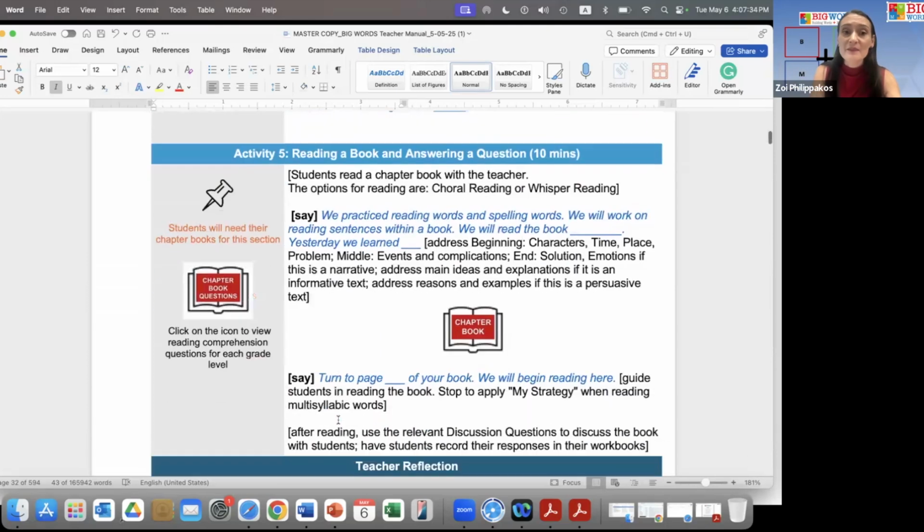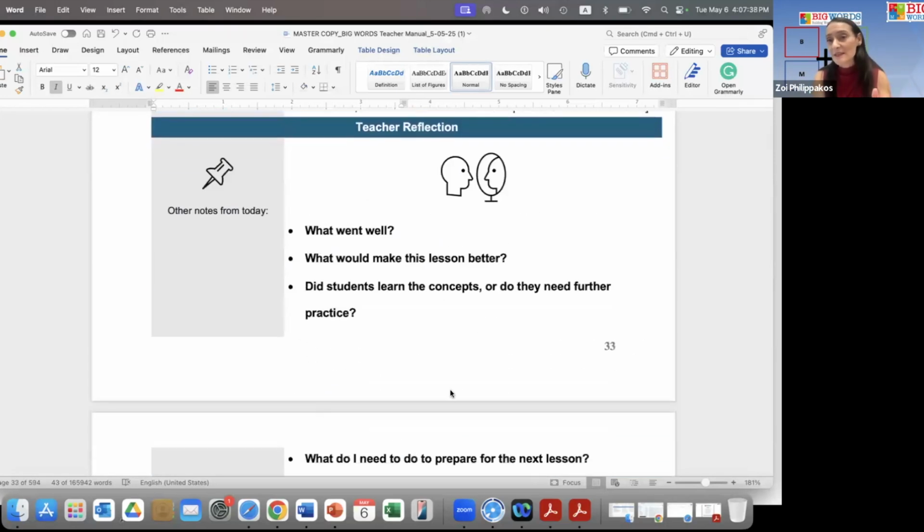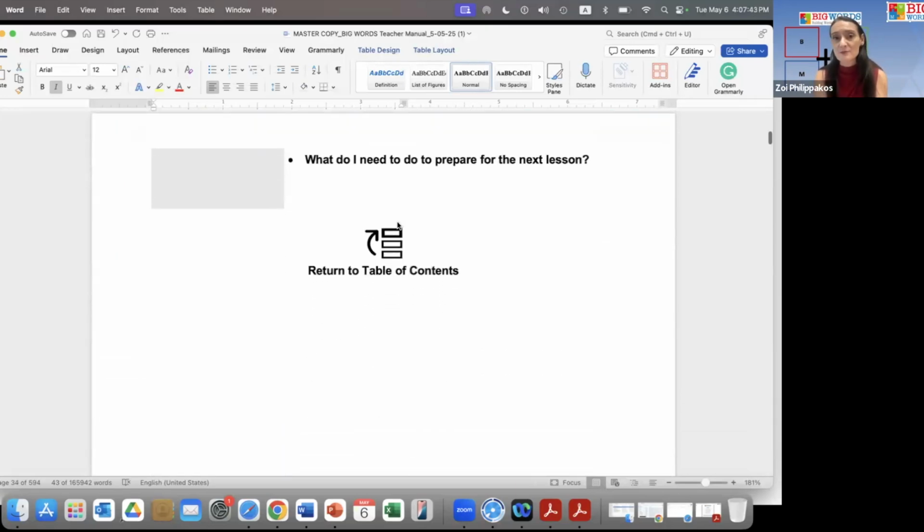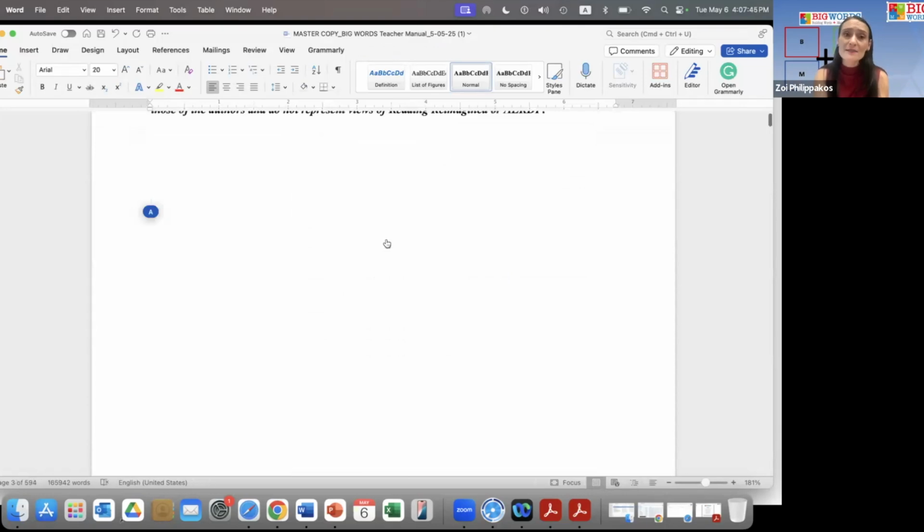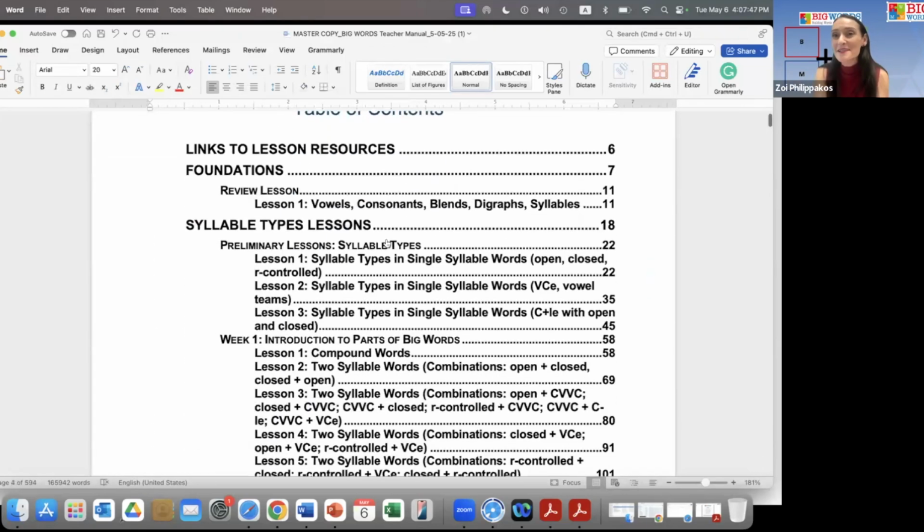And then at the very end, again, is the reading of the book. You will notice also that at the end we have the reflection, and we encourage you, of course, for every lesson to do this reflection. So that was the process of going through the preliminary lesson. You will have 3 lessons that you will be working on, and these are the preliminary lessons where you're teaching students the syllable types.